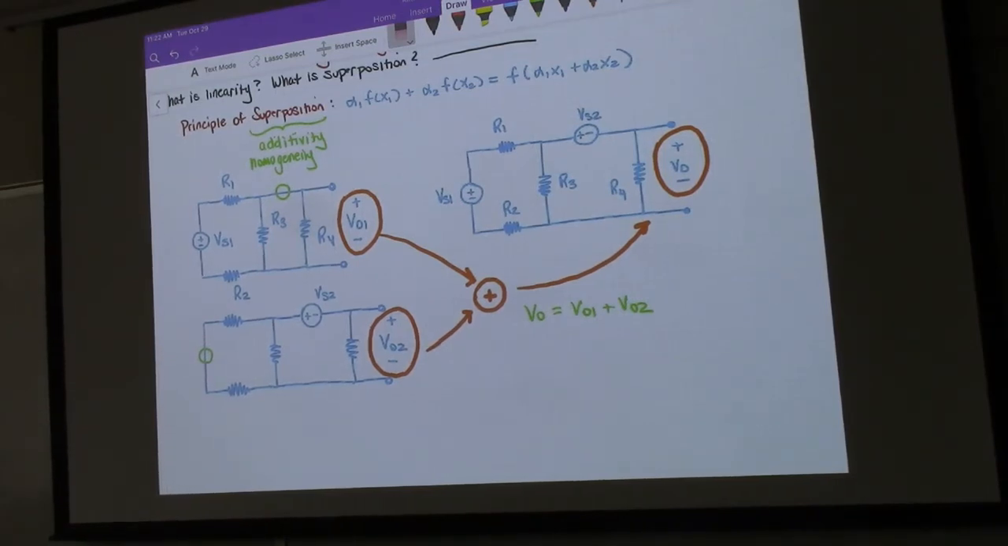If the circuit weren't linear and we couldn't apply superposition, then we wouldn't be able to do this the way that we do it.